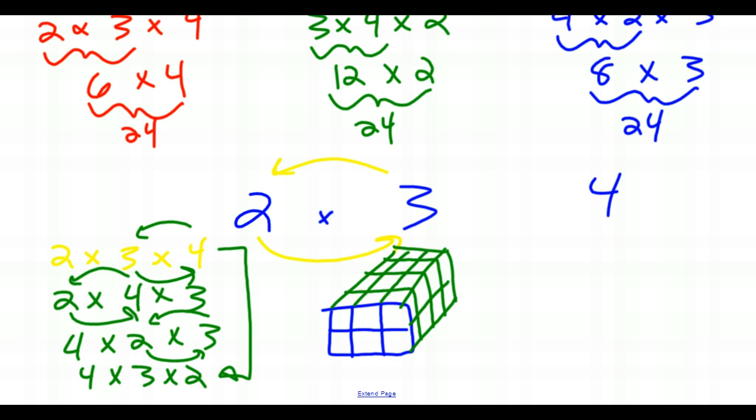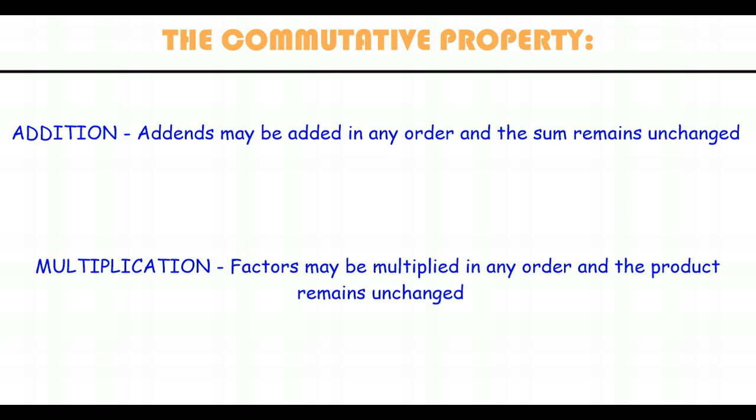So we'll look at a concrete example of that, a 3D example of that when we get to class. But for right now, on the video, my drawing will just have to do. So the commutative property then is that the addends can be added in any order, and the sum remains unchanged. As you saw, 3 plus 5 plus 8 can be combined in any order, and the sum remains the same. Whereas in multiplication, the factors may be multiplied in any order, and the product remains unchanged.